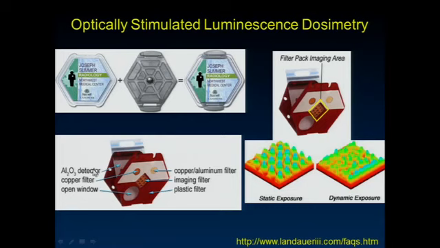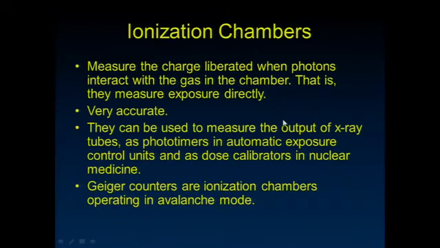And then we've got a couple of different filters here. We've got a copper aluminum filter and a copper filter. Again, that helps us sort out what was the average X-ray energy of exposure, or gamma ray energy of exposure. And then the amount of total light that this puts out when we stimulate it optically will give us an idea of the total exposure. So we get an idea of the average energy of the exposure, and we get an idea of the amount of that exposure from that device.